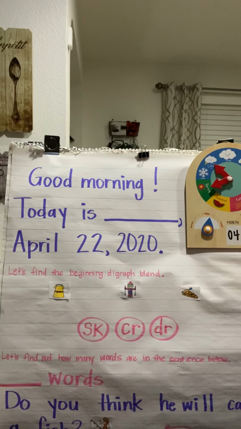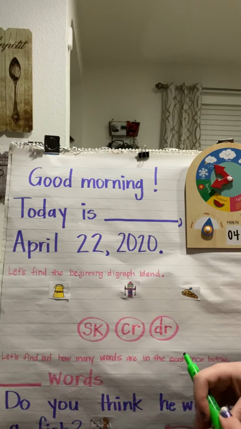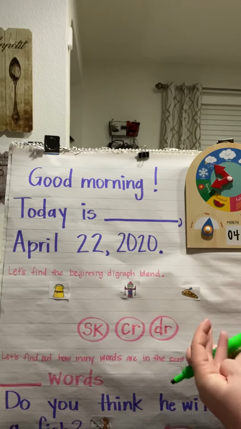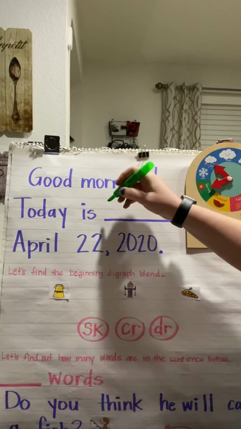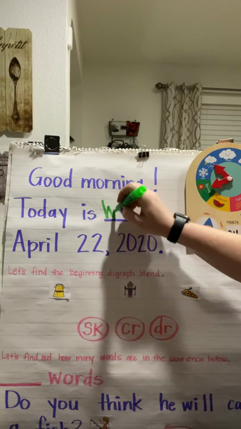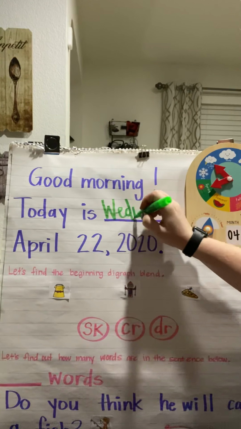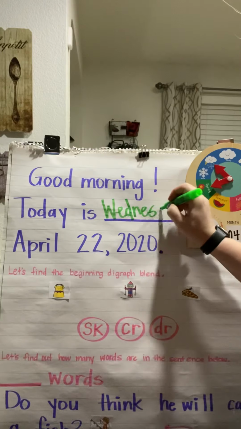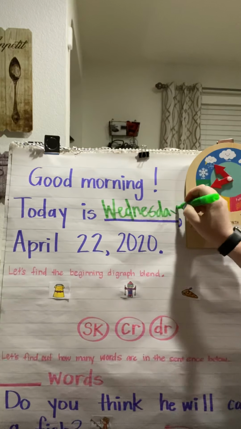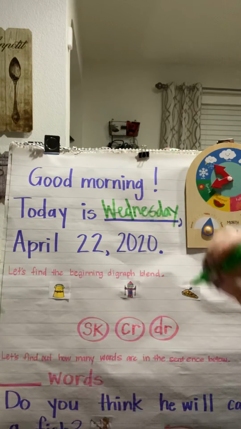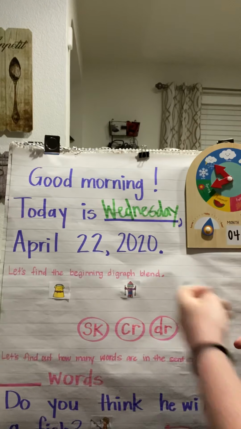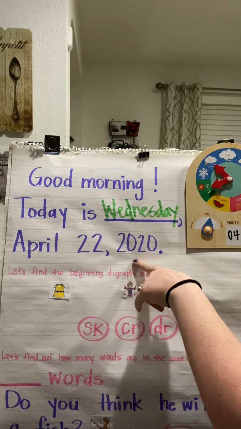Today is, we know that yesterday was what day of the week? Sunday, Monday, Tuesday, and then what comes after Tuesday is Wednesday. Good. And I put a capital W because it is a specific name of a day of the week. Wednesday. Good morning. Today is Wednesday, April 22nd, 2020.